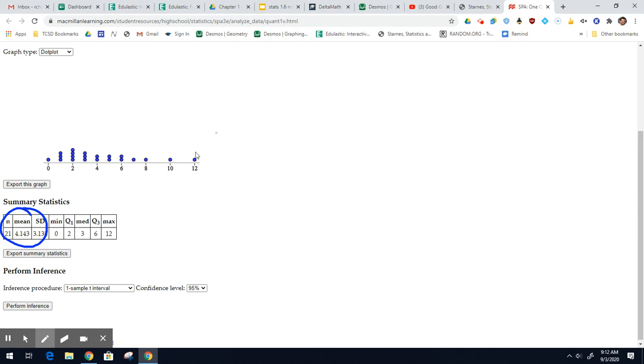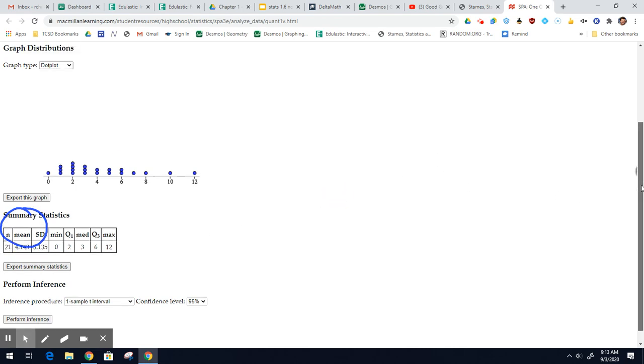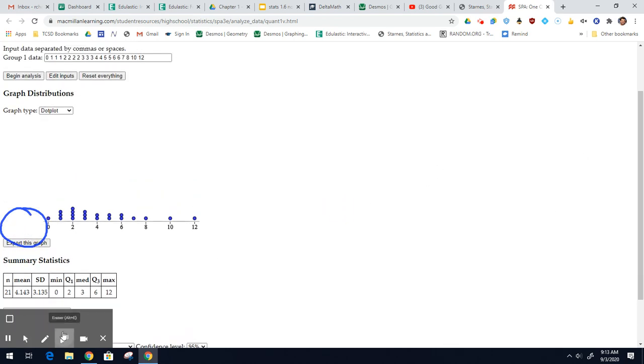Now let's see what happens when we take that 12 away. I wonder if you can predict what you think might happen. Do you think it's going to stay the same? Do you think the mean is going to change? Think about that before I do it. Okay. So for some reason that's not going away. So hopefully it does soon. Let me see if I can. Nope. Okay. It's here to stay.